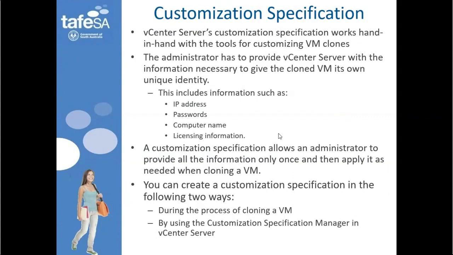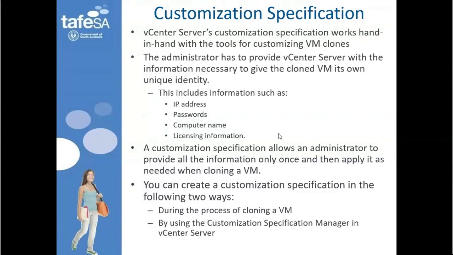With this customization specification, we can tell it to go into the virtual machine of the clone and change the IP address to this one or to automatic. Set the password, set the computer name, set the licensing information, wherever that might be. A customization specification allows the administrator to provide all the information only once and then apply it when it clones the machine. So I just create this customization specification once, and every time I need it, I use it again. It's all modular. You can reuse it again and again and again. You don't have to create it every time.